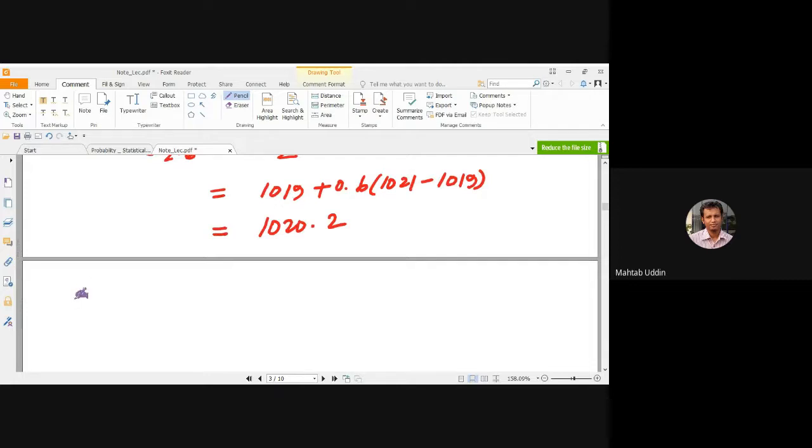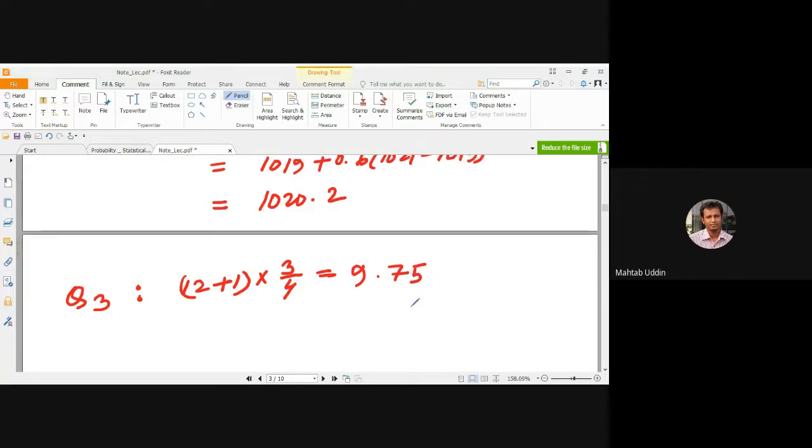Then we find quartile. Say we are finding third quartile. Third quartile will be Q3. What is the notation for third quartile? Q3. (N plus 1) into 3 by 4. What's this? কত দেখো তো? 9.75. Yes, sir. Okay, this is 9.75. How we can find this?